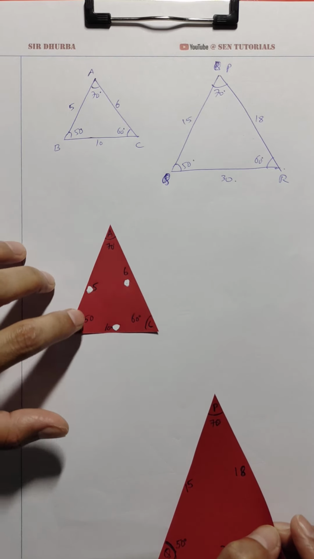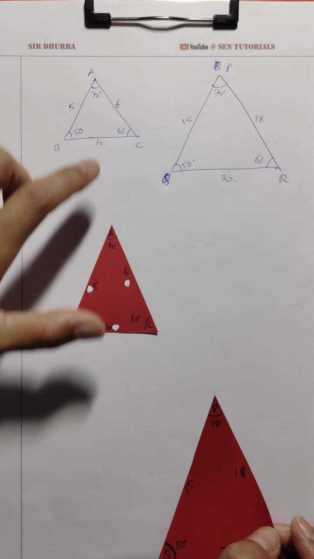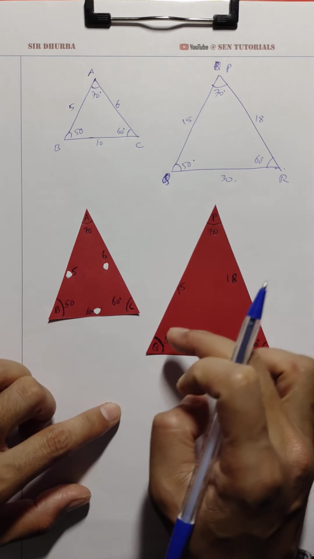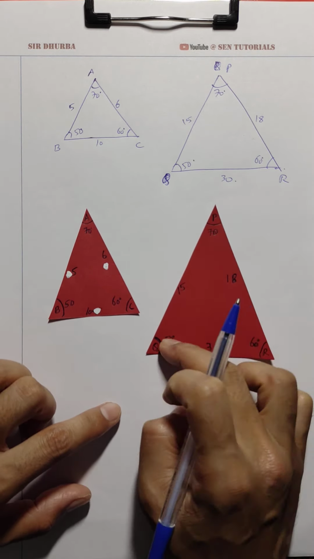Triangle ABC: 50, 70, 60, with sides 5, 6, and 10. And this triangle PQR, right? 70, 50, 60, with sides 15, 18, 30.